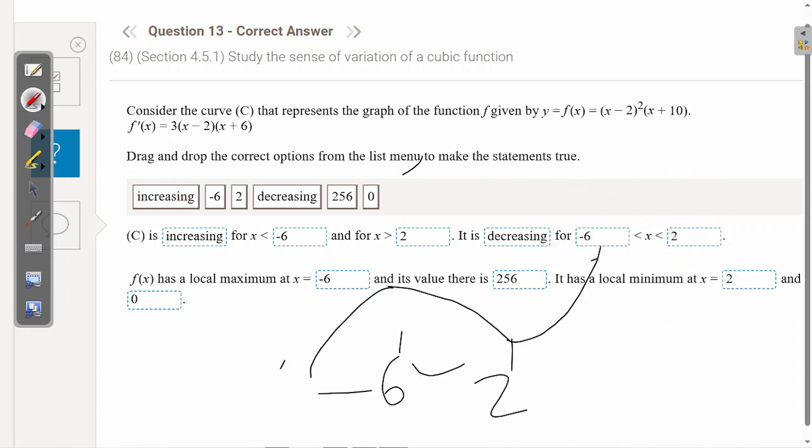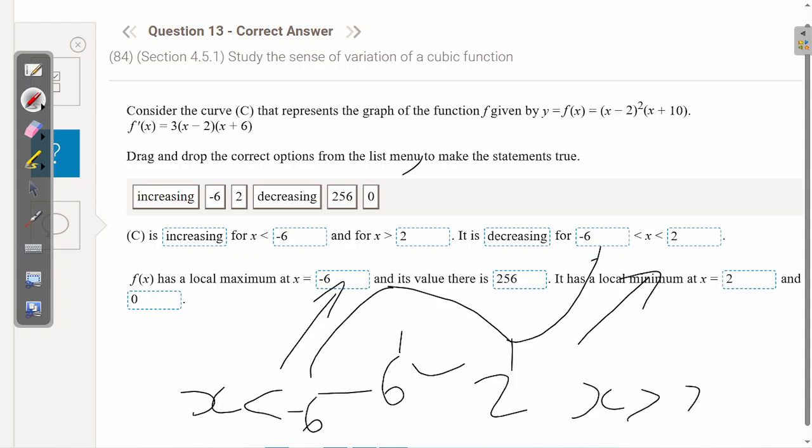So as you can see, it's increasing for x is less than negative 6 and x is greater than 2. So that's what you choose here. And it's decreasing in between them. For between you put these two values and you put like this.